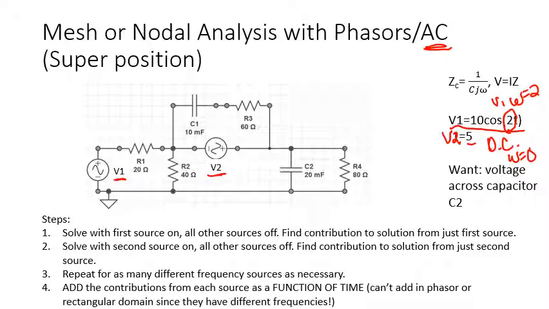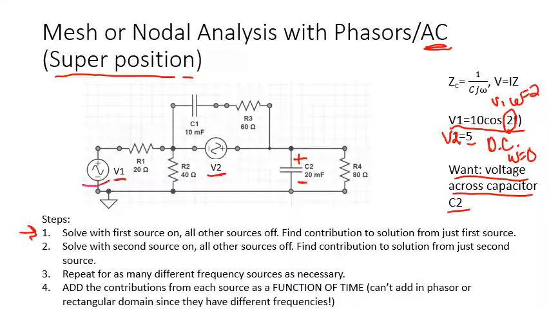Since these are different frequencies, I have to solve them with a technique called superposition. Basically, what this means is I solve with my first source on and turn all other sources off, and find whatever you're looking for just with that first source. So in my case, what I'm looking for in this circuit is the voltage across capacitor 2. So voltage from here to here.